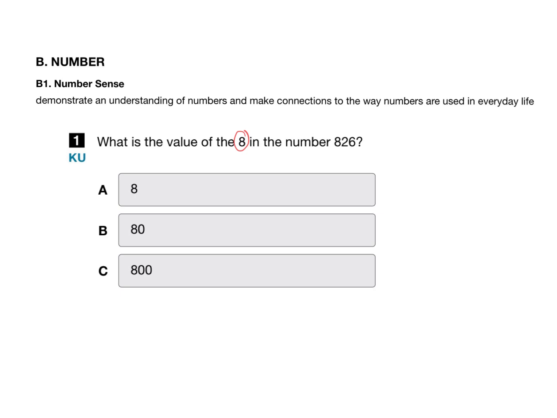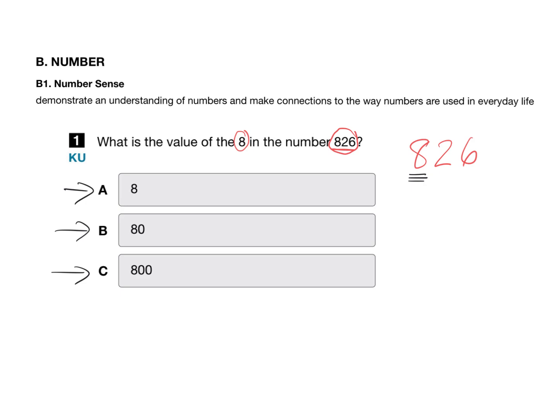What number is this? Can you read me this number? How do you read this number? 826. So we are looking at this digit here, 8, and we have to figure out what is the value of this digit. Would it represent 8, 80, or 800? Which one of these is the correct answer?